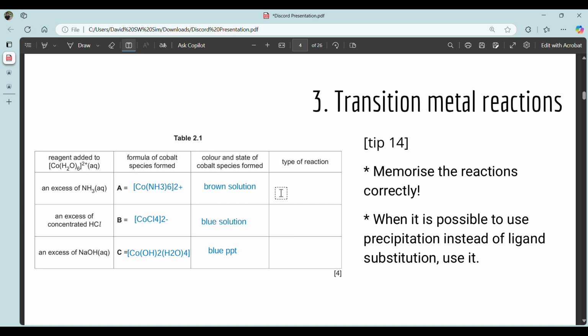Alright, transition metal reactions are almost always ligand substitution. Basically this, if you don't know what it is, just write ligand substitution. There's a very high chance you'll be correct. But there's actually one thing that I want to get to later on.